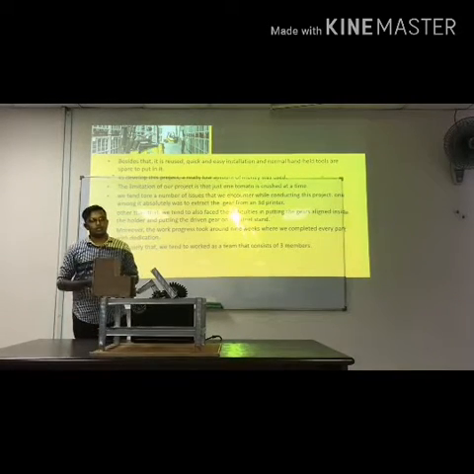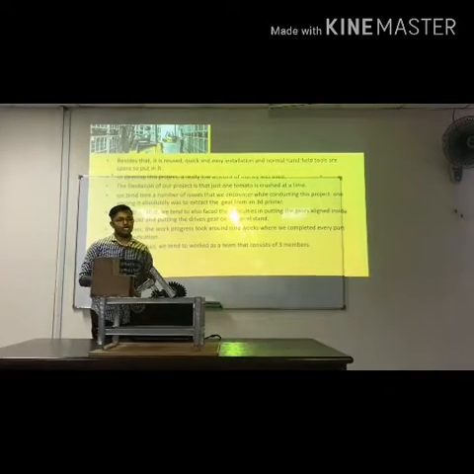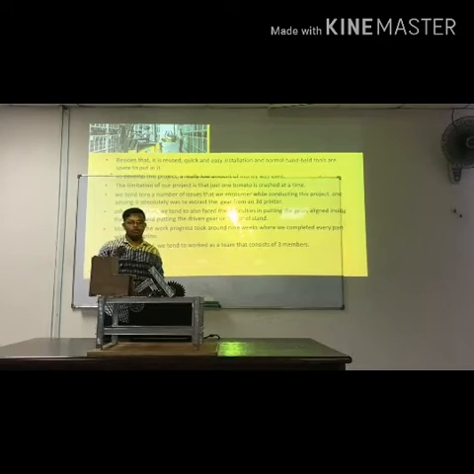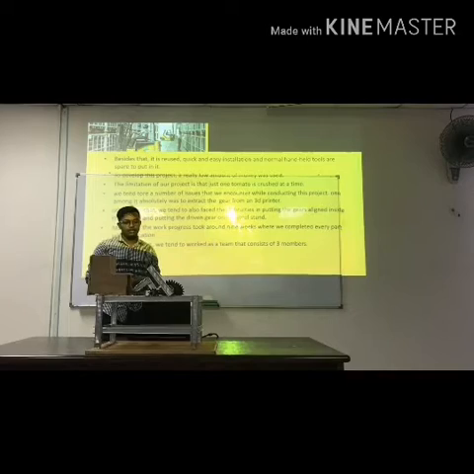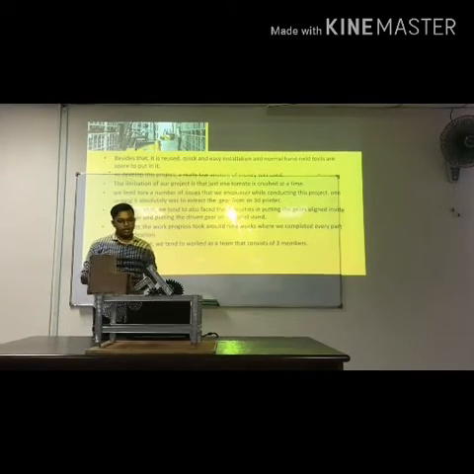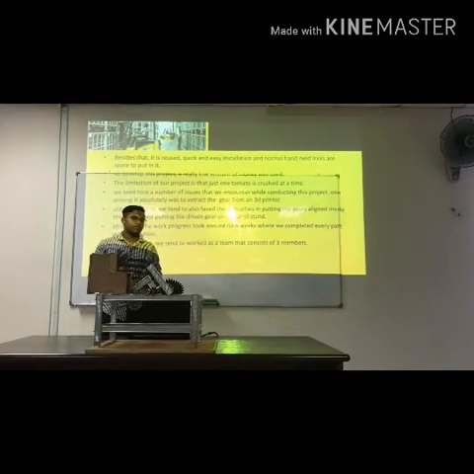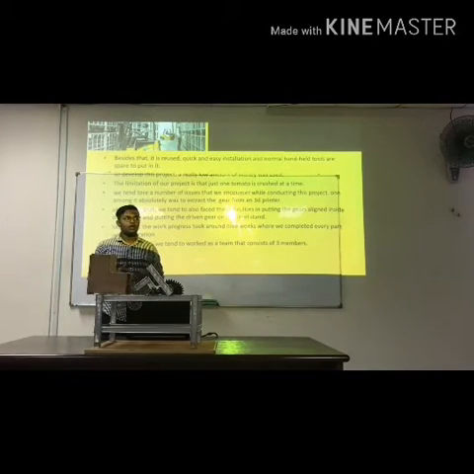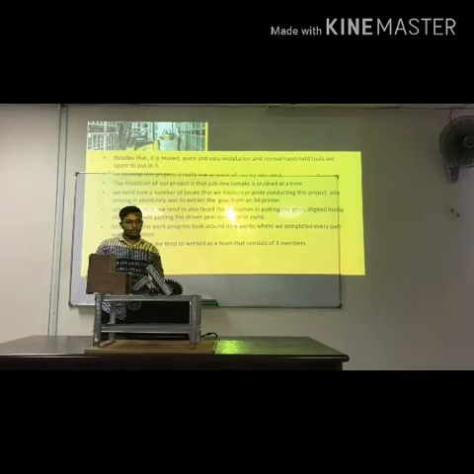Besides that, it is reusable, with quick and easy installation, and normal handheld tools are enough to put it in. To develop this project, a really low amount of money was used, which is only 70 ringgit. The limitation of our project is that just one tomato can be crushed at a time. But using some R&D, we can develop this project by using a motor, and it can be commercialized for company users to make things like tomato sauce and so on.